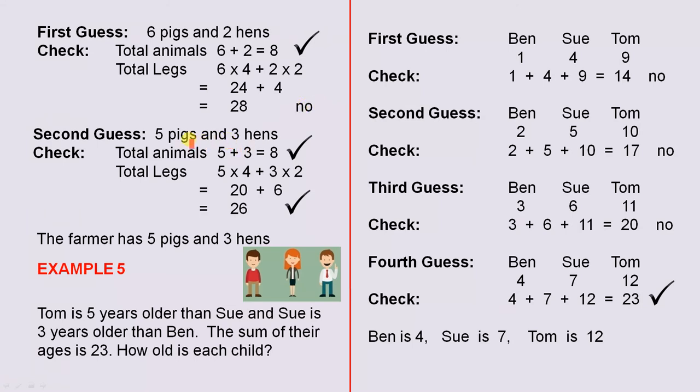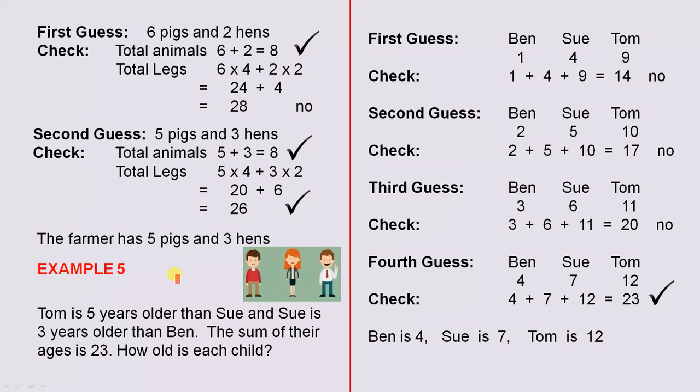The second guess, 5 pigs and 3 hens. The total animals are 5 plus 3 is 8. That's exactly what the problem wants. For the total legs, 5 fours are 20, 3 twos are 6, 26 for the total legs. That is correct. So the farmer has 5 pigs and 3 hens.